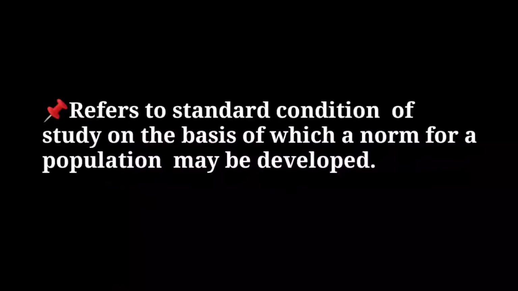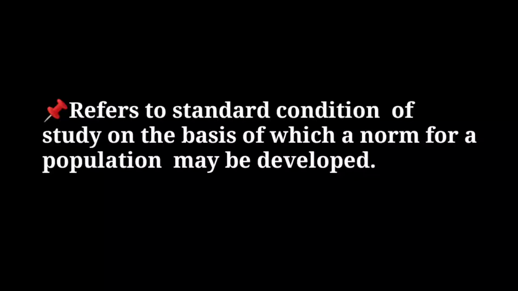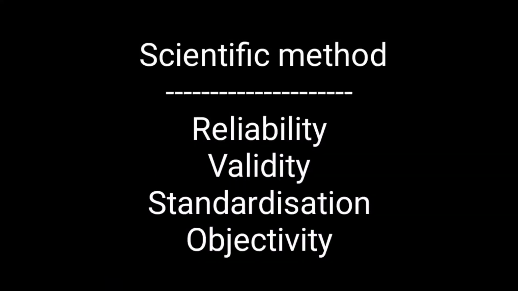Then standardization. It is another important feature, which refers to standard conditions of study on the basis of which a norm for a population may be developed. And the norm is developed to predict the relative position of an individual on the dimension of measure in the population of which he is a part. To consider a method as scientific, it must have the aforesaid characteristics. It should have reliability, validity, objectivity, and standardization.